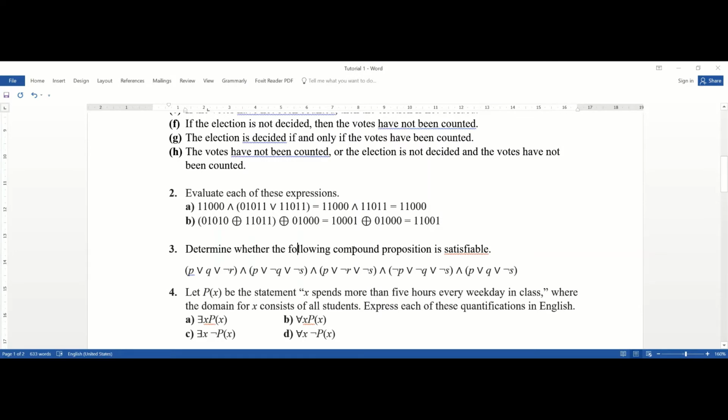Determine whether the following compound proposition is satisfiable. What does satisfiable mean? We said that it has to have at least one true in its truth table. So it should yield at least one true in the outcome. We need to look for a true in this compound proposition based on whatever values we give to P, Q, R, S. If I want to compose a truth table, 2 to the 4, that's 16 combinations, that's really too much. Can I solve it an easier way?